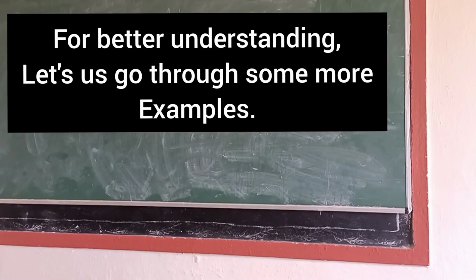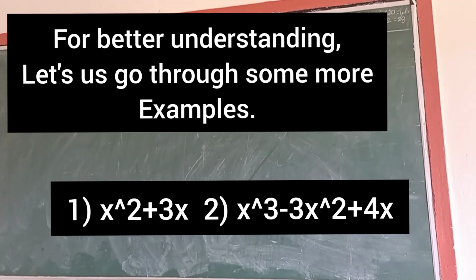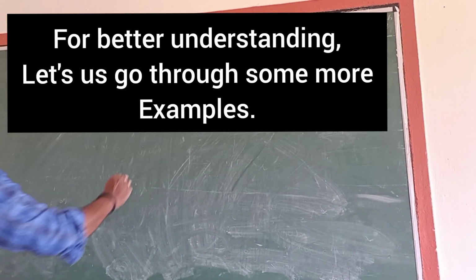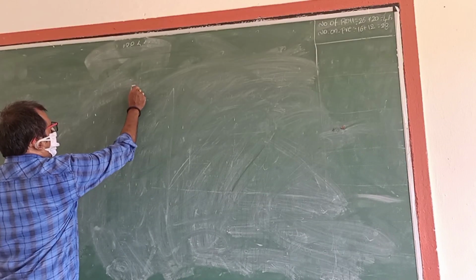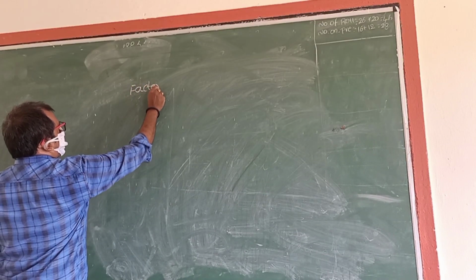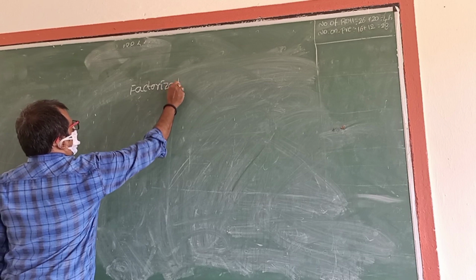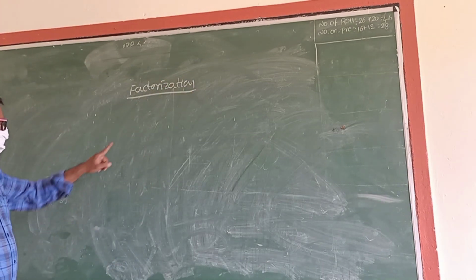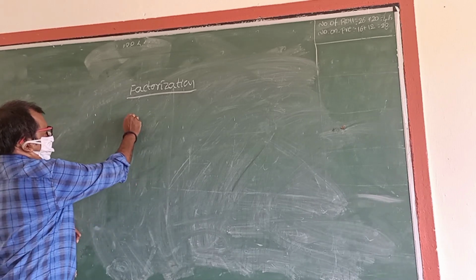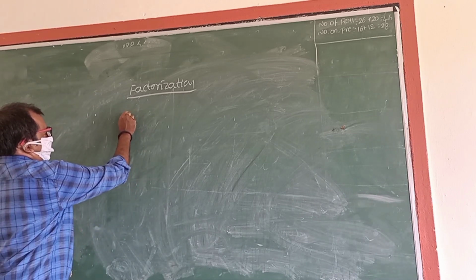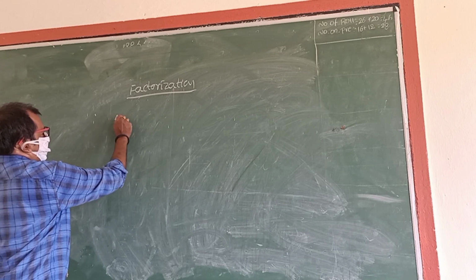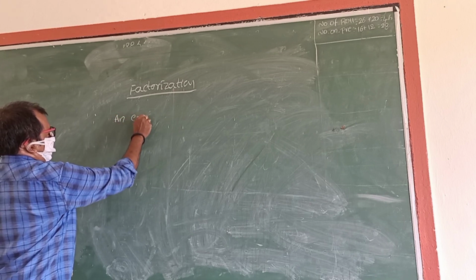For better understanding, let us go through some more examples of the factorization of algebraic expressions. While factorizing the algebraic expressions given, we have to distinguish the given expressions basing on the number of terms present in the expression.